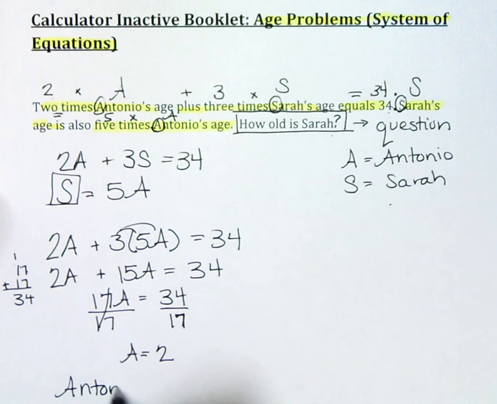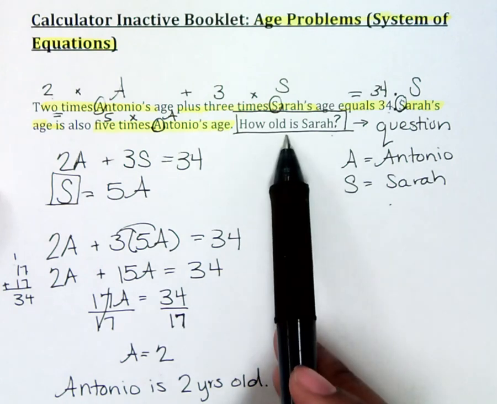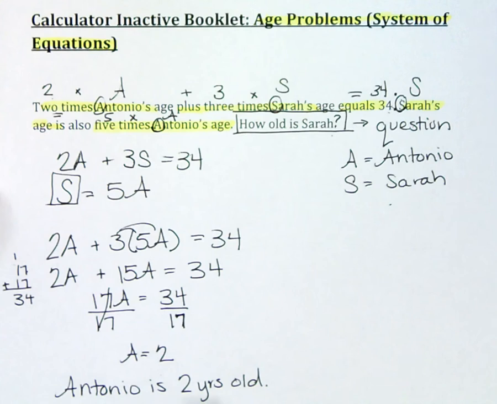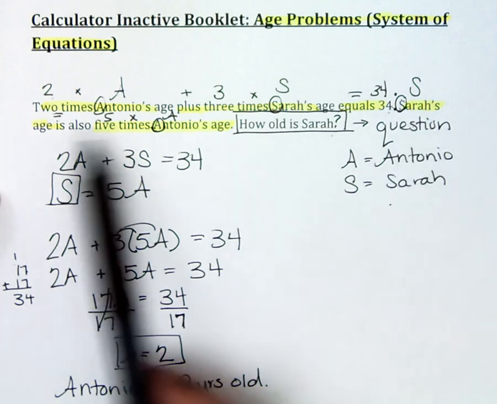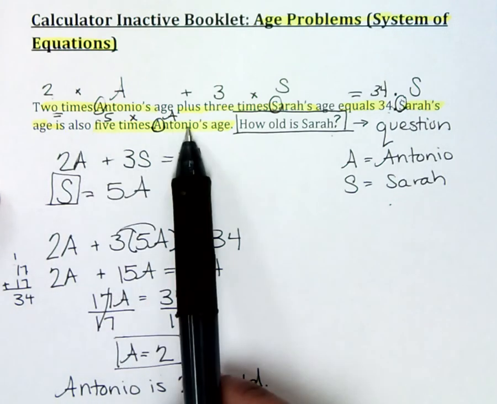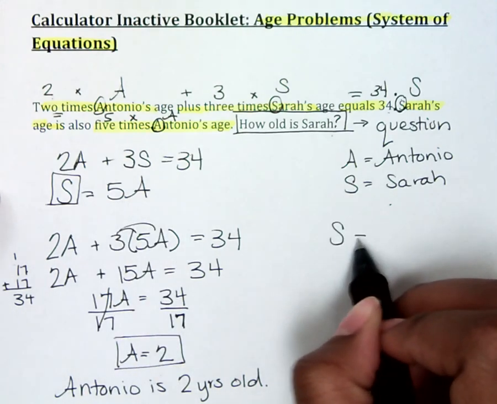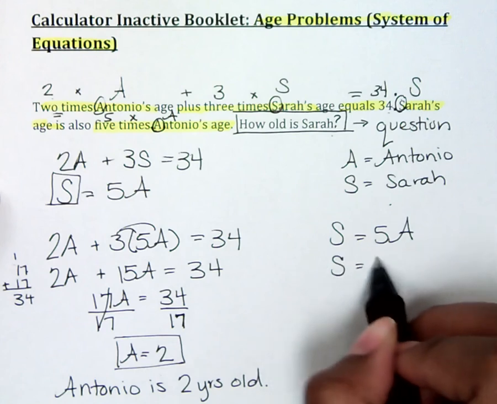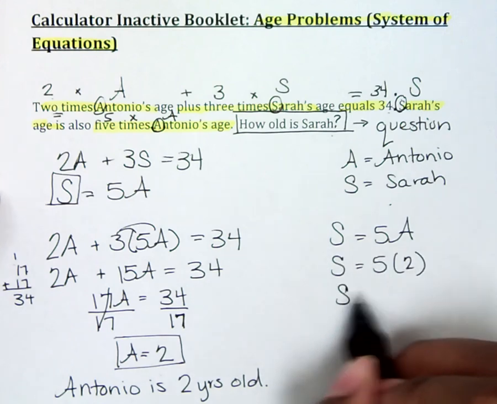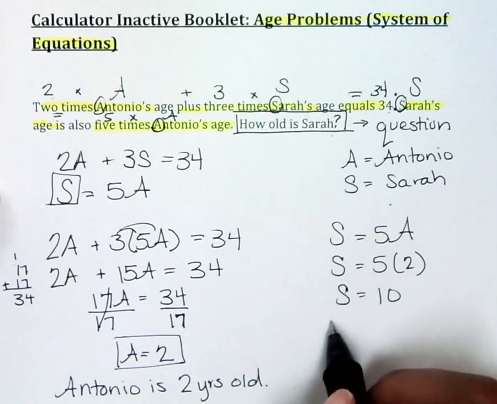So I'm going to write Antonio is 2 years old. But go back to the question, how old is Sarah? So if I leave it at Antonio is 2 years old, I'm not answering the question. So now that I have A is 2, I'm going to take A and I'm going to substitute it back in for Sarah. The problem says here, Sarah's age is also 5 times Antonio's age, or S equals 5A. So I'm going to go here, S equals 5A, and I'm going to substitute Antonio's age, which was 2. Therefore, S is equal to 10.